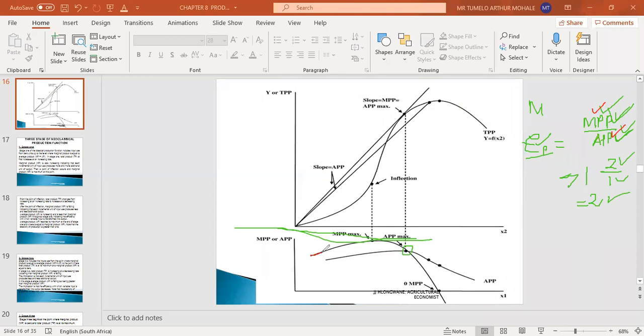This graph, this one here, is the MPP, and it's above what? In stage 1, it's above this one here. So you can see that MPP is greater than APP in stage 1. That is why the elasticity of production is greater than 1, and we are saying it's in stage 1 of neoclassical production. Are we together?